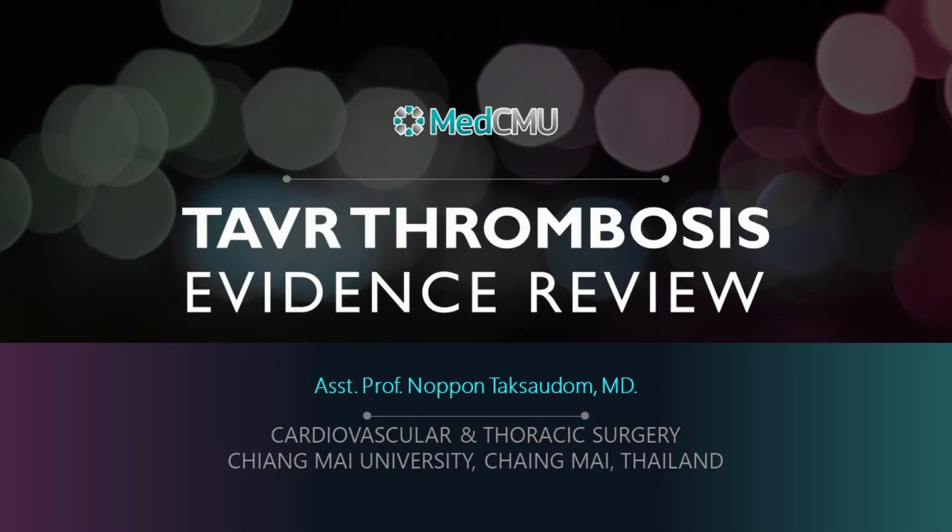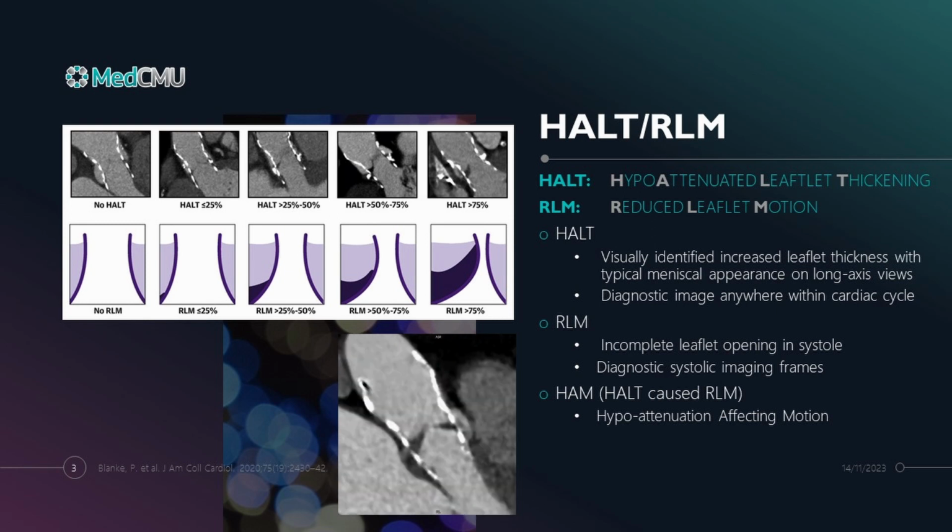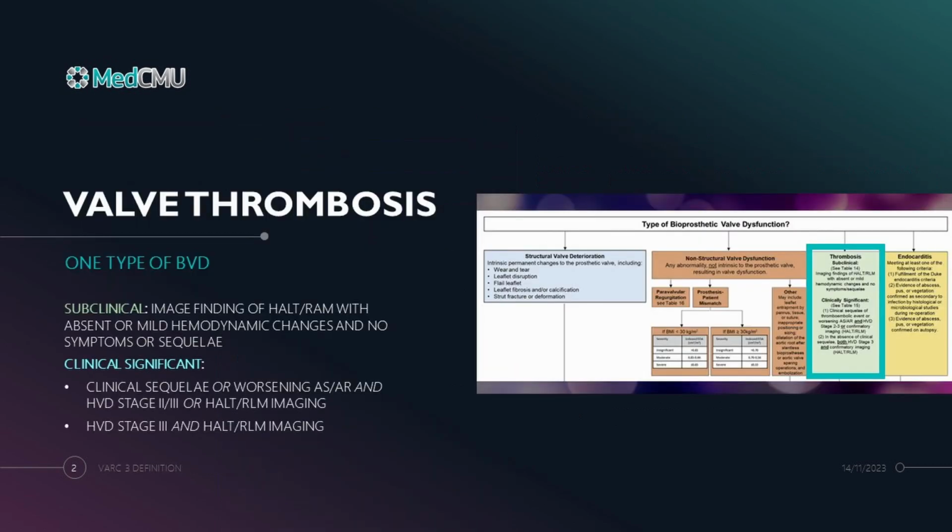Today, I would like to present TAVR thrombosis. I think everyone is quite familiar with the definition of HALT, RLM (reduced leaflet motion), or HAM. HAM is like a combination of HALT that causes reduced leaflet motion. Valve thrombosis is now defined as one type of bioprosthetic valve dysfunction.